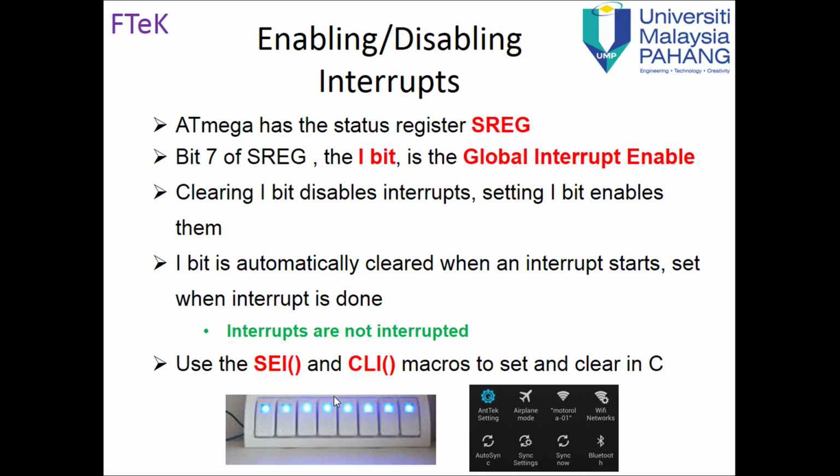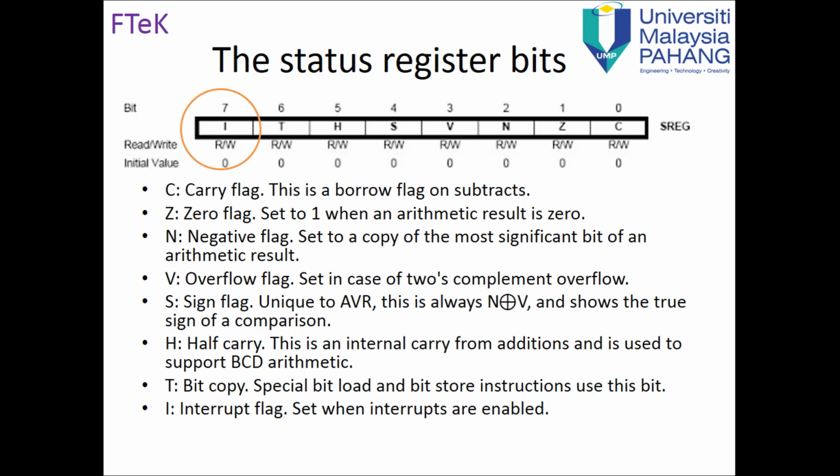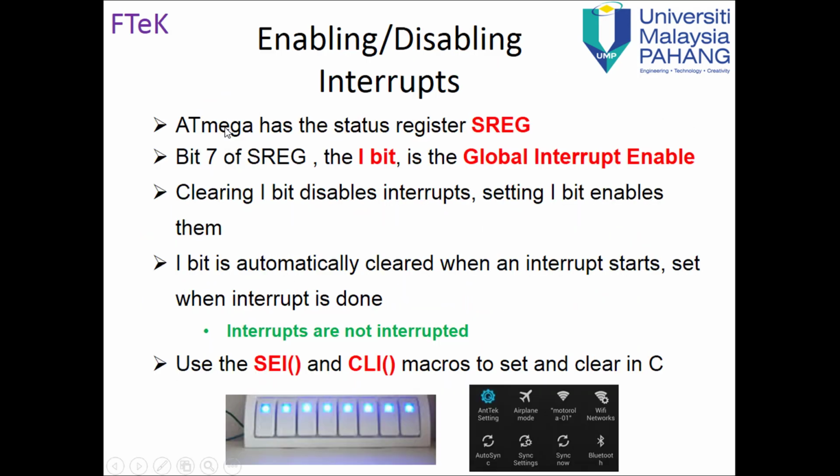As we said, in the status register there is a special bit. This bit is for interrupts. When this bit is set to 1, that means I enable the interrupt. Bit 7 of the status register, which is the I bit, is the global interrupt enable. Clearing the I bit disables interrupts and setting the I bit enables them.